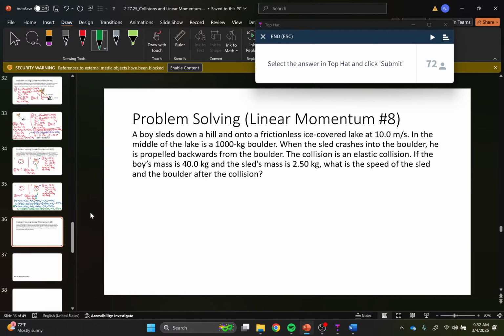All right. The boulder. Okay. The physics for this isn't bad. We're going to build the equations, and then I'm going to show you why the math is unpleasant, and then we're not going to do the math. Okay?